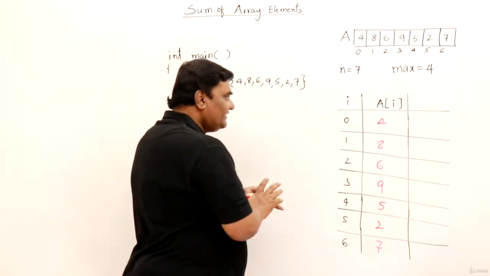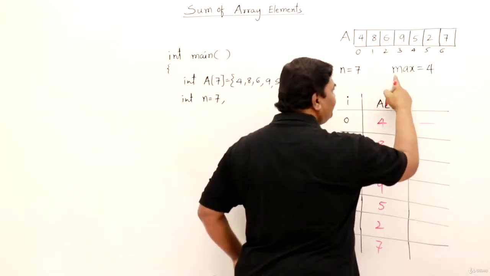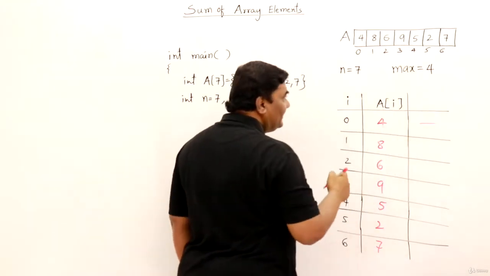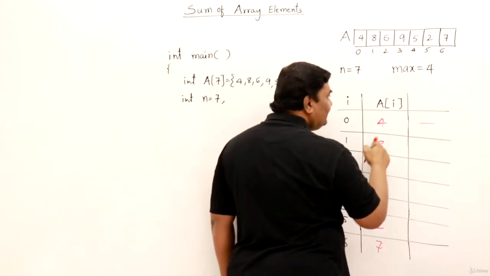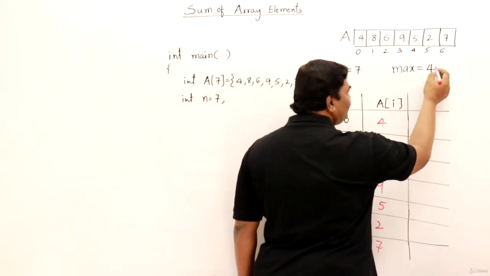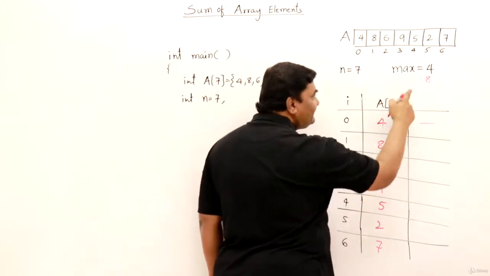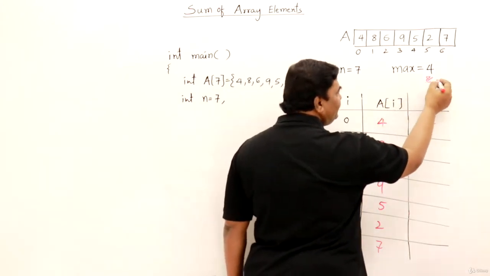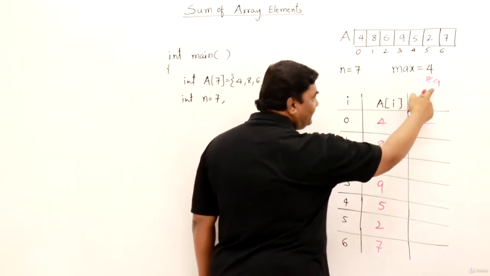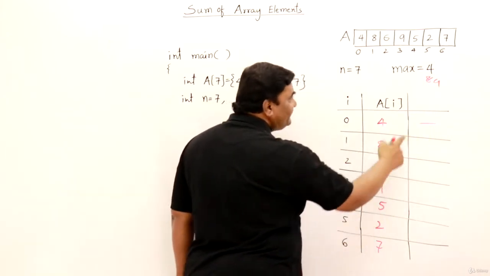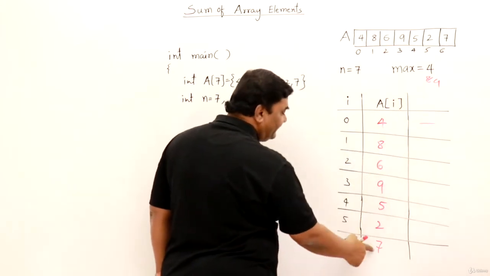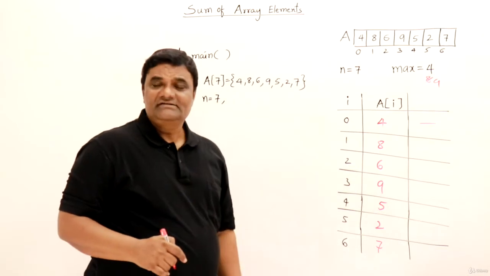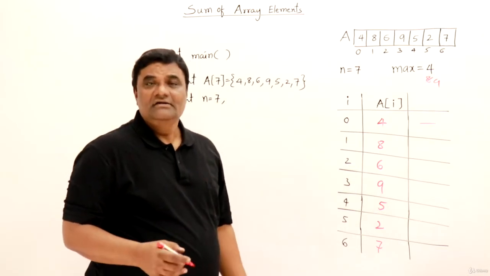Initially, the first element, leave it, because max is 4. The maximum element that we want to find out is 4. Now 8. Is it greater than 4? Yes. So change it to 8. Then 6, is it greater than max? No, don't change it. 9, is it greater than max? Yes, so change it to 9. Then 5, is it greater than 9? No. 2, is it greater than max? 9, no. 7, is it greater than max? 9, no. Leave it. So what is the last value that is updated in max? That is 9. So that's it.